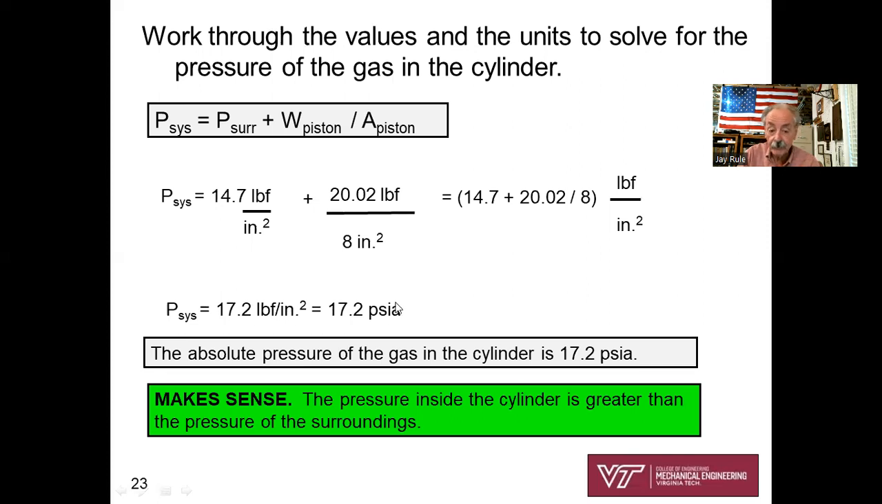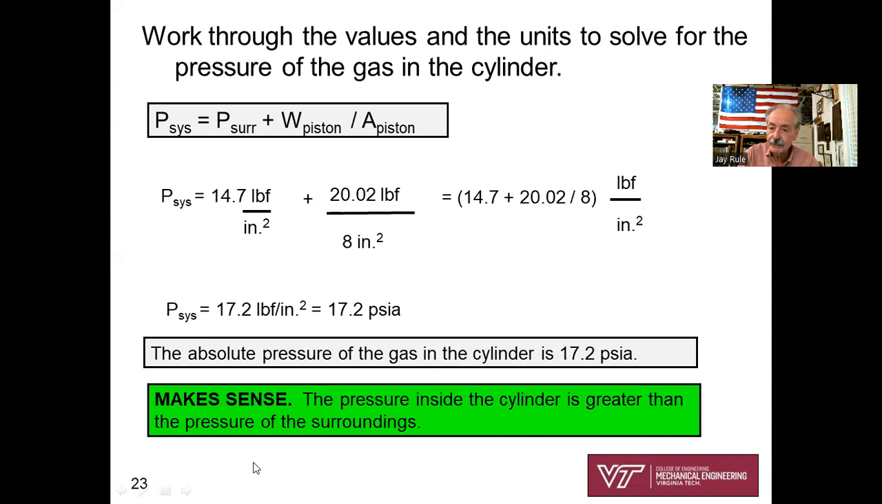And so remember that these are identical units. Pounds force per square inch is PSI absolute. PSI absolute. That's what PSI stands for. And I've written out in a sentence, the absolute pressure of the gas in the cylinder is 17.2 PSIA. That's engineering jargon. That can work.